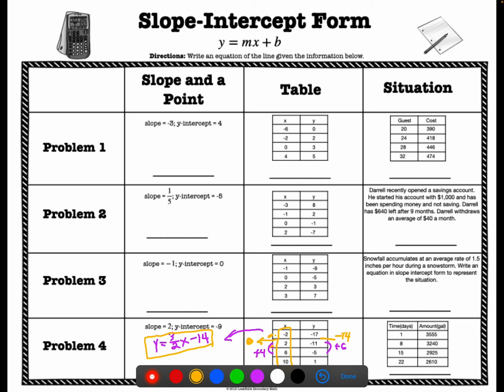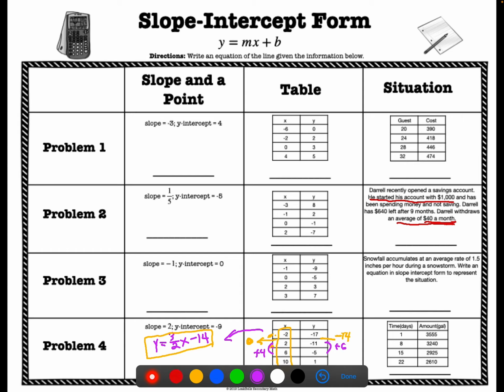Remember, given the situation, we need to write an equation in slope-intercept form. So some things I want to note to you is that this equation, there's a lot inside of it, but the only thing we need to pay attention to is the fact that he started his account with $1,000 and that he consistently withdraws from it. And it says Daryl withdraws an average of $40 a month. Whenever we have, okay, this is the start amount, that's the y-intercept. Initial amount in a situation is always the y-intercept.